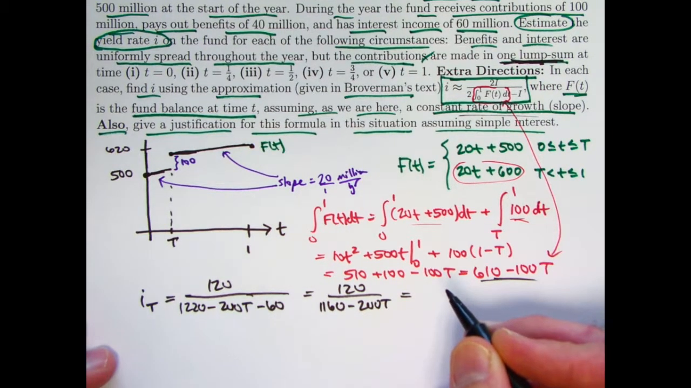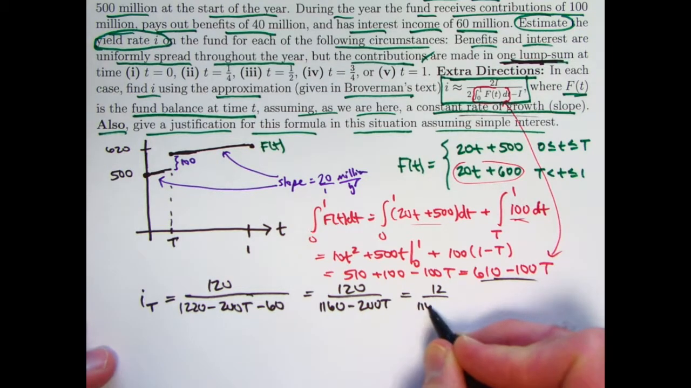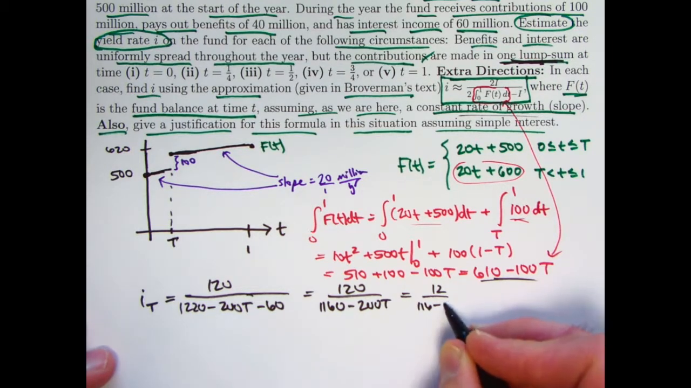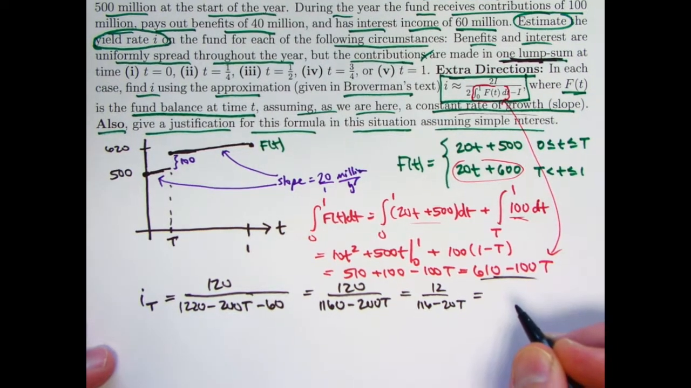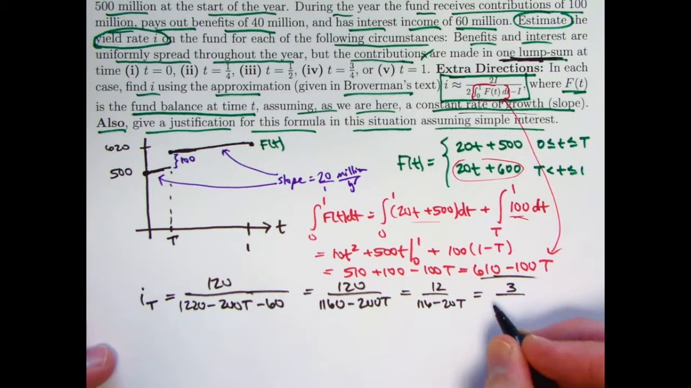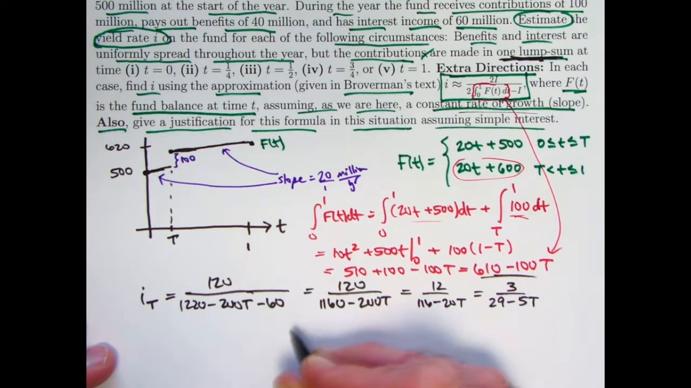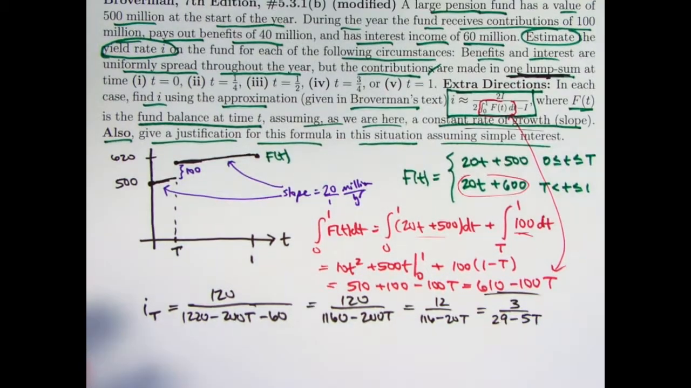Then we could divide everything by what? We could divide it by 10 and get 12 over 116 minus 20t. We could then divide everything by 4, since they're all divisible by 4. So we could write this as 3 over 116 divided by 4, which would be 29, and 20 divided by 4 would be 5. So we could simplify to this. You can use any one of these formulas here to get your answers. And now let's go ahead and get the answers.